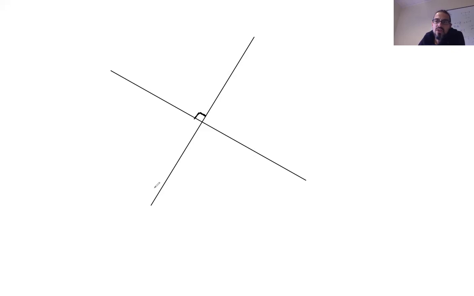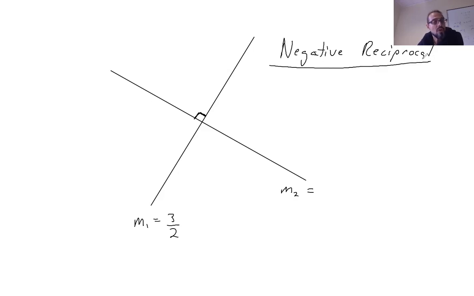So what is the relationship between the slopes of two perpendicular lines? We could say that the slope of this line is maybe 3/2. So what's the slope of M2, the other line, if they are perpendicular? Well, when you take the slope of a line that's perpendicular, what you have is the negative reciprocal. And that's terminology typically teachers expect their students to know. Oh, what's the negative reciprocal of this? But unless you know the procedure, it's not very helpful.